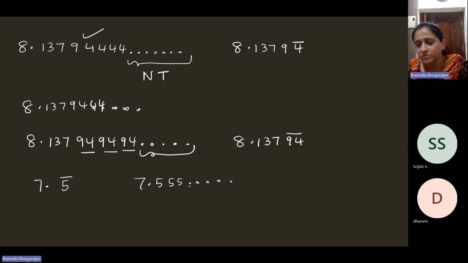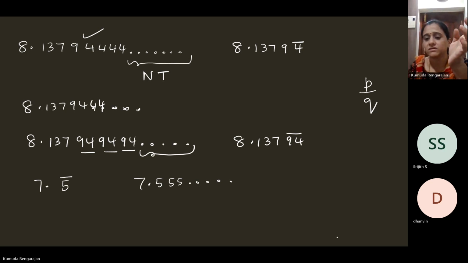Now both these decimals have a P by Q form. We'll see how to put them in the P by Q form. Every terminating decimal has a P by Q form. That is why every terminating decimal is a rational number, because you can write a terminating decimal in the P by Q form.